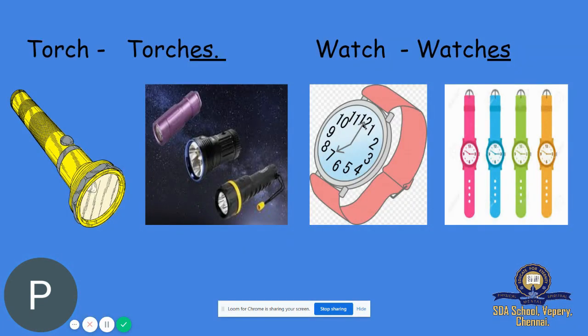Here in this image you can see a torch. When we say a torch, it is a singular. In the next you can see more than two. So if we have more than two, then it has to be pronounced as torches. In the next image you can see a watch. If we pronounce it as a watch, it is a singular. The next you can see more than two. So if we have more than two, it has to be pronounced as watches.